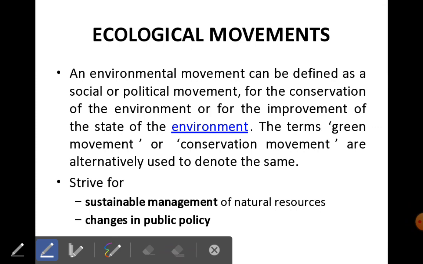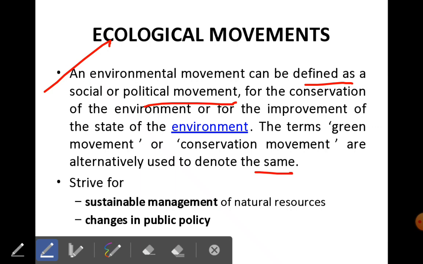Firstly, you introduce it by explaining what an ecological movement means, an environmental movement or the ecological movement. It can be defined as a social or political movement for the conservation of the environment or for the improvement of the state of the environment. Either of the two. Terms such as green movement and conservation movement are also used alternatively to denote the same thing.